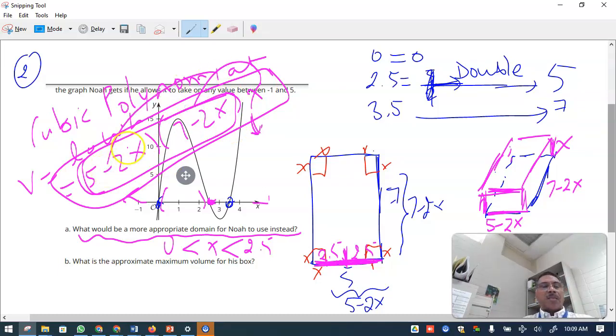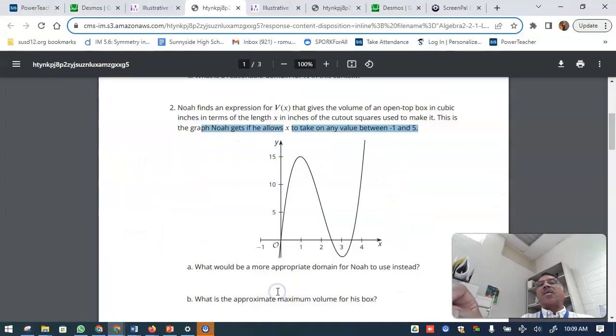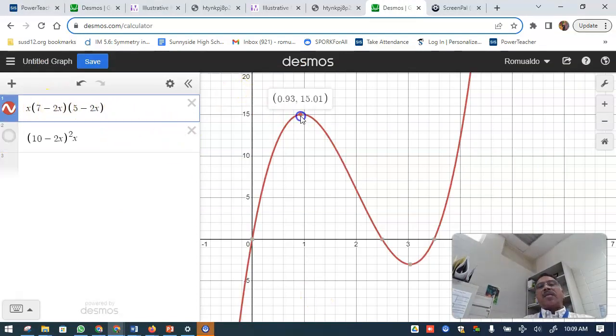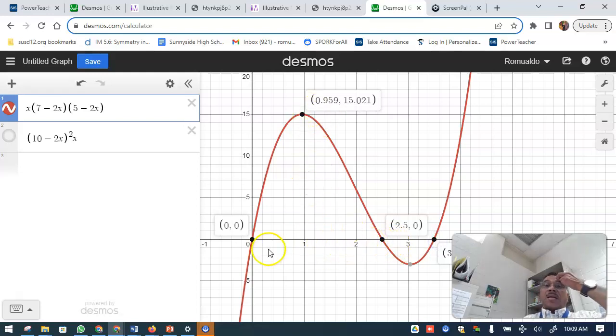What I did is also try to show the maximum, using Desmos right here. So here it is: x times (7 minus 2x) times (5 minus 2x), and that's the maximum. If you cut out a square of length 0.9, almost 1 inch, then the maximum volume is 15. So this is one of the zeros, that is 2.5, that is 3.5. So this part is the domain.